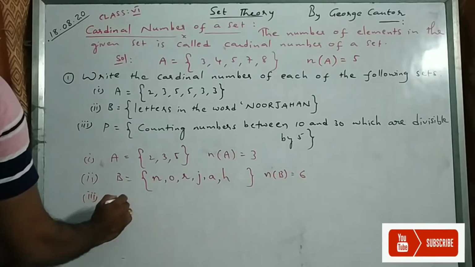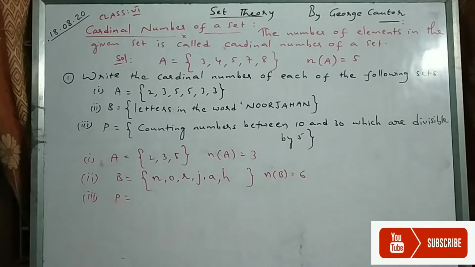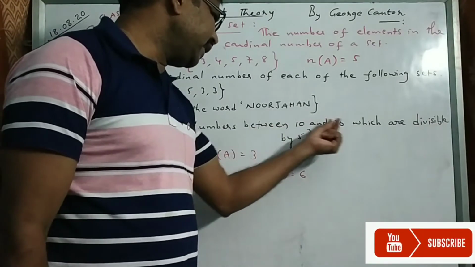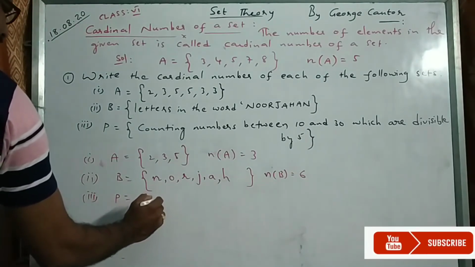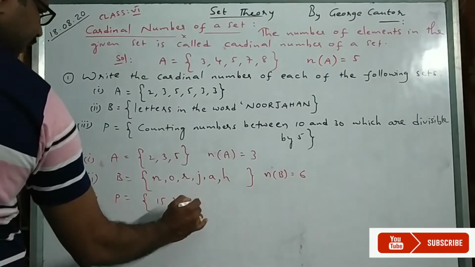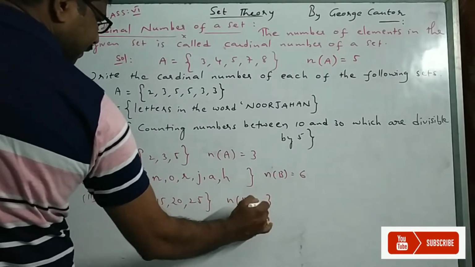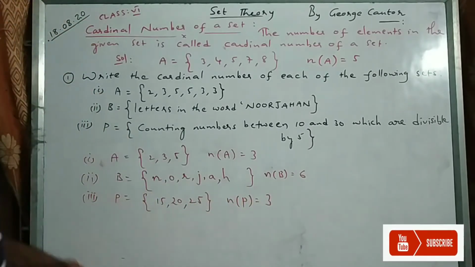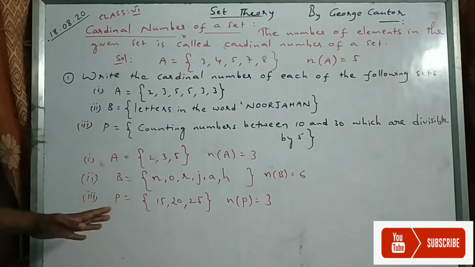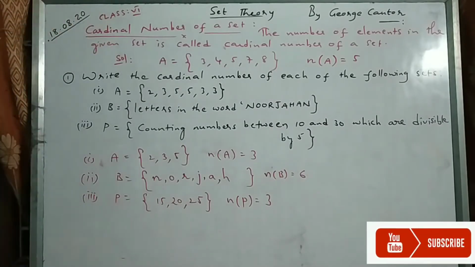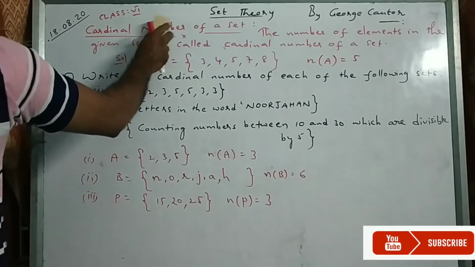Okay. So P is equal to counting numbers, natural numbers between 10 and 30 which are divisible by 5. That means I can write 15, 20, 25. That's all. How many are there? Number of elements in the set P is 3. It is easy, no? So how do you write a cardinal number of a set? That is nothing but the number of elements in the set. Number of elements in the given set is called cardinal number of a set.